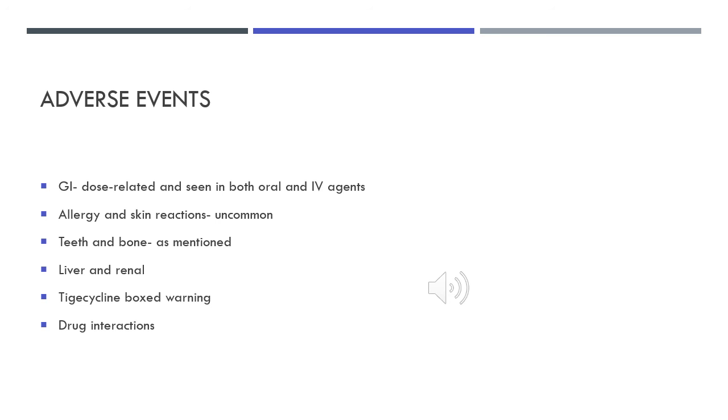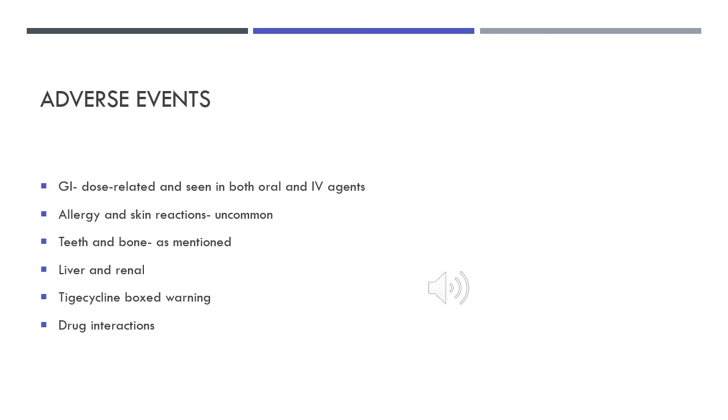Allergy and skin reactions, very uncommon, but we do see it. And photosensitivity can occur, and that photosensitivity can cause a red rash or a blistering of the skin when somebody is on a tetracycline. So they have to be counseled to avoid direct sunlight, wear protective clothing, sunscreen, etc.